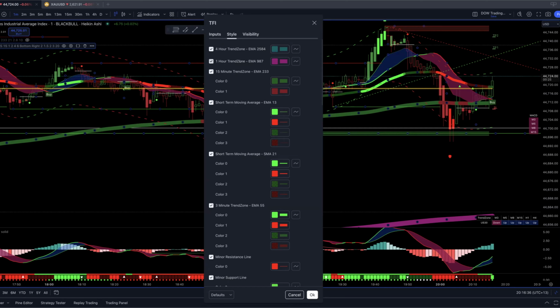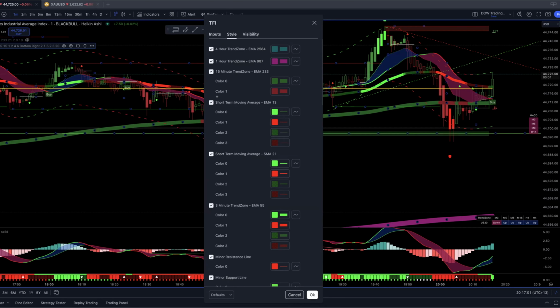Then with the 1 hour trend zone, that is an EMA 987. I've always been a great fan. Now, obviously, between 987 and 2584, in between these EMAs, there are other EMAs. But you don't want to flood your screen with too much information. But through my testing and discovery, these are the main ones that price respects, and each one of them aligns with a specific time frame.